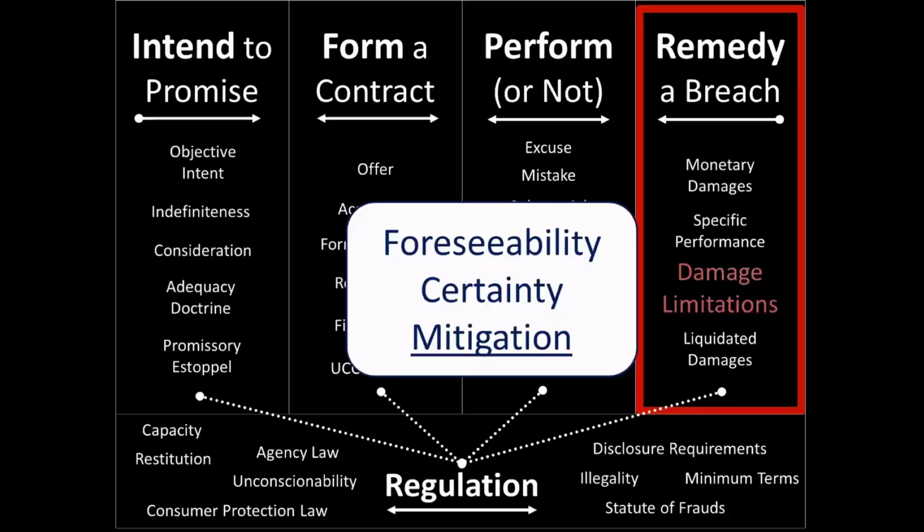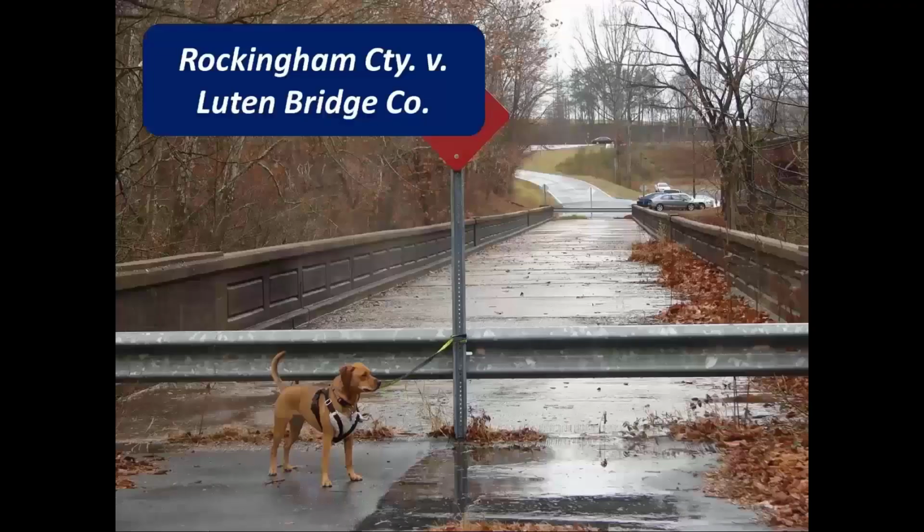Now we consider the last of the big three damage limitations. This screencast lecture focuses on the avoidability or mitigation limitation. You read Rockingham County against Luton Bridge Company, a classic case involving the construction of a bridge.